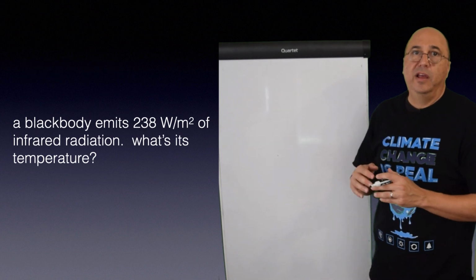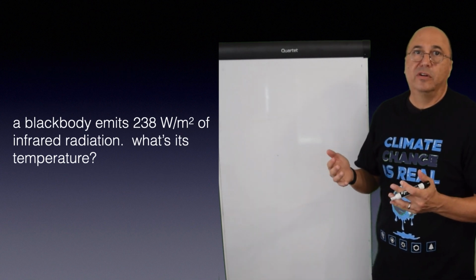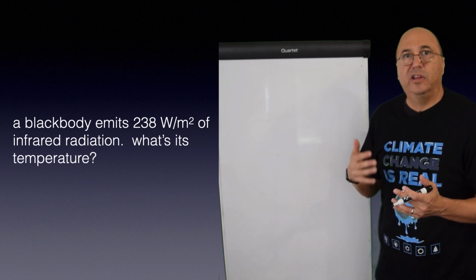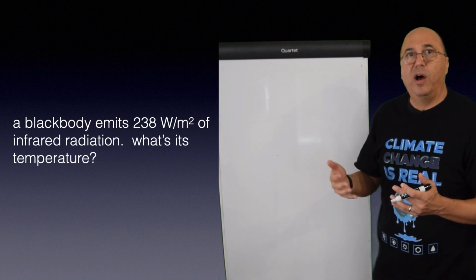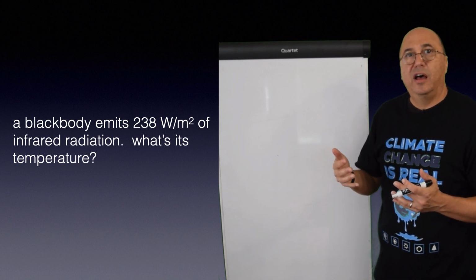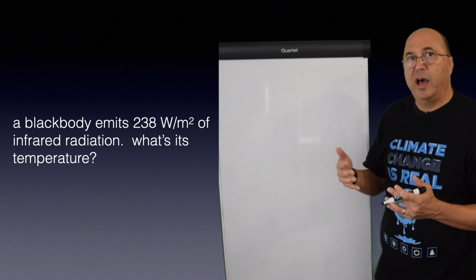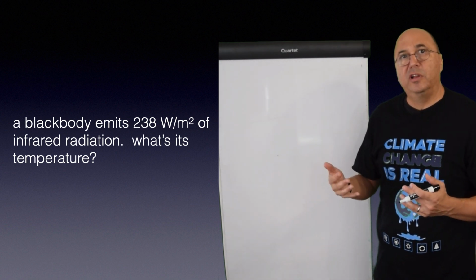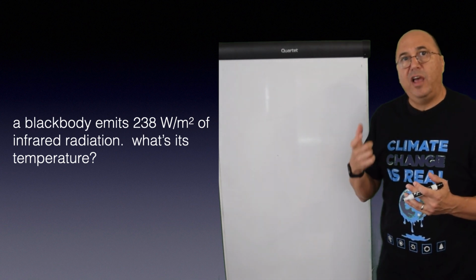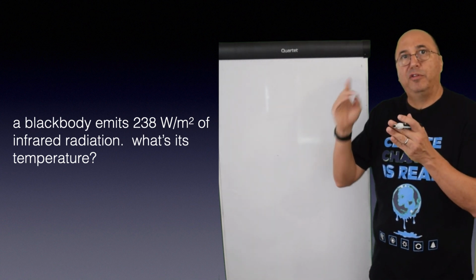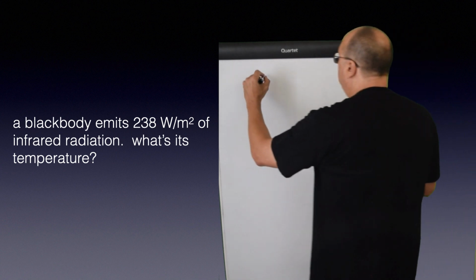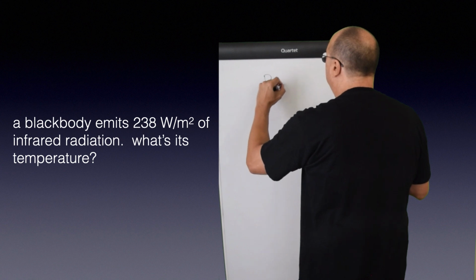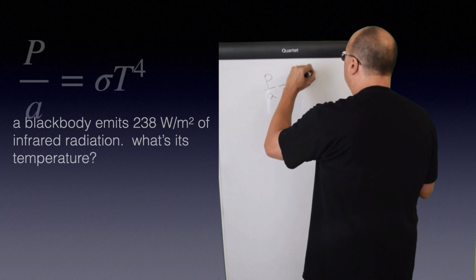So here's the problem, and we're trying to solve for temperature. In other words, we're asking what temperature gives you 238 watts per square meter of power being emitted from a black body. Now we know the equation that we're going to use. It's Stefan-Boltzmann. Anytime I ask you a question about power and temperature, think Stefan-Boltzmann. So Stefan-Boltzmann says power over area equals sigma T to the 4th.